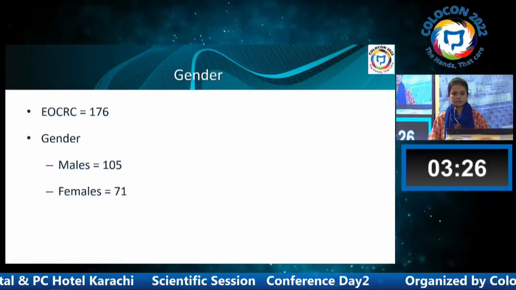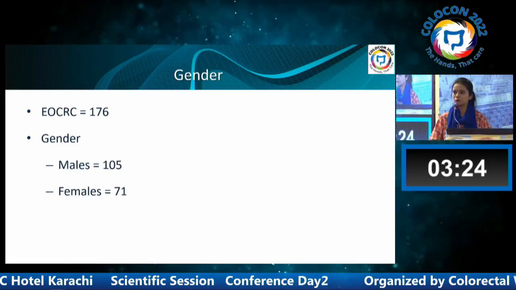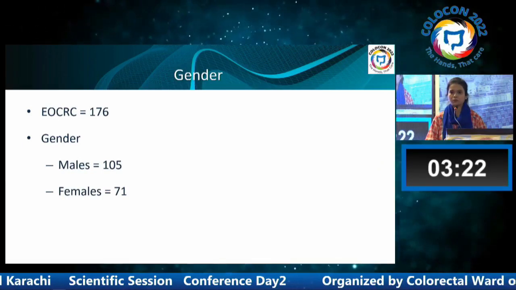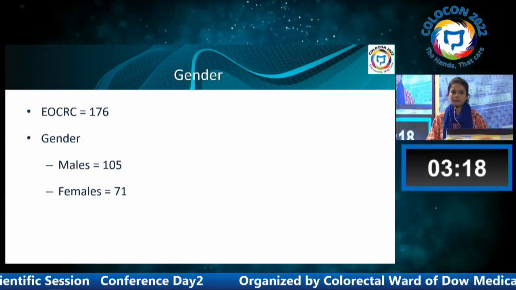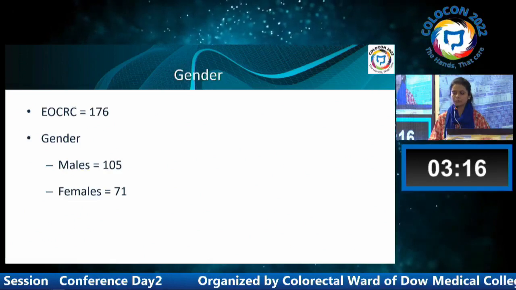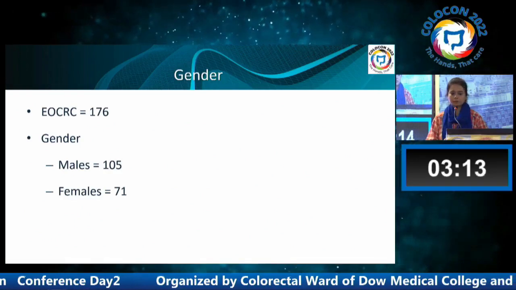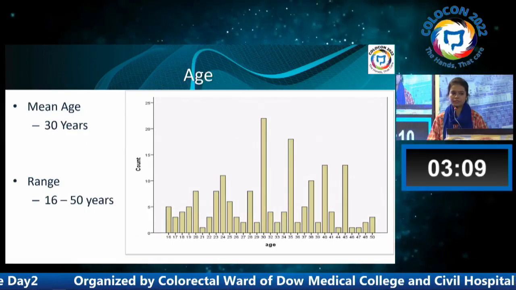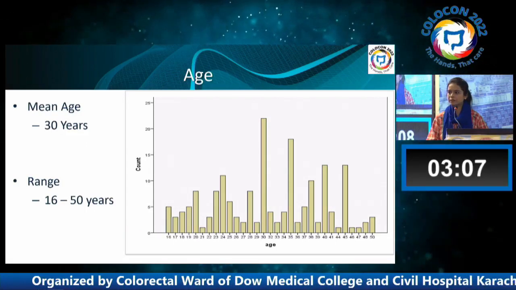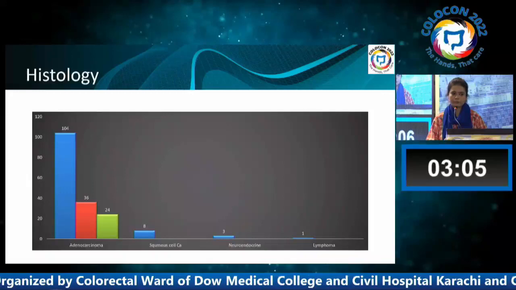So these are the results. There were about 176 patients of early onset colorectal cancer. Among them, 105 were males and 71 were females. The mean age was 30 years, and the range was between 16 and 50 years.